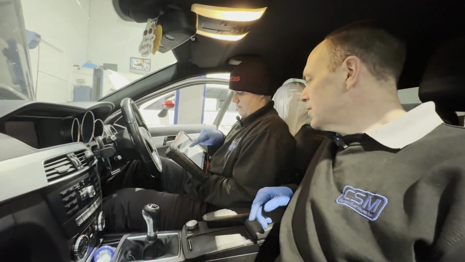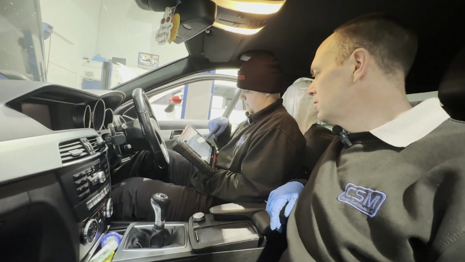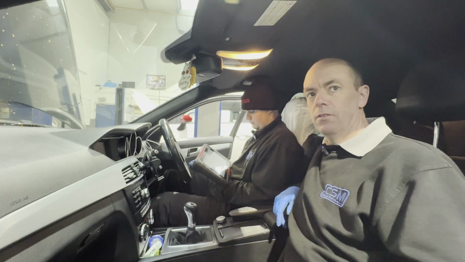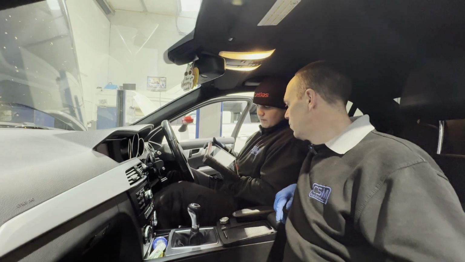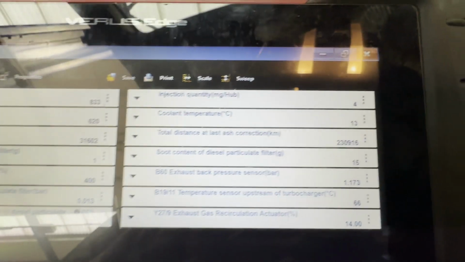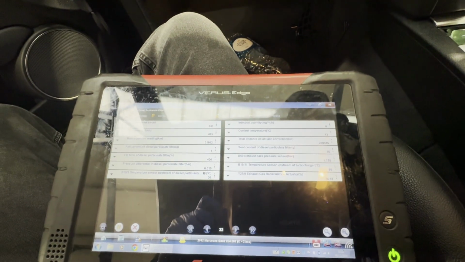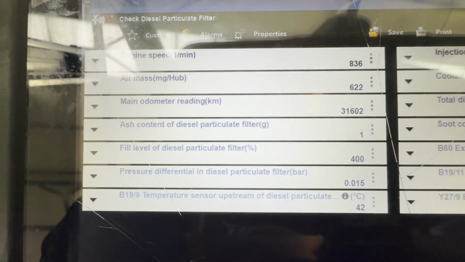Yep. So if you go into data, it's this one. Particle filter, that's right. Right, and start it up. So let's see where we are with it. Right, there we go. So pressure on the particle filter.